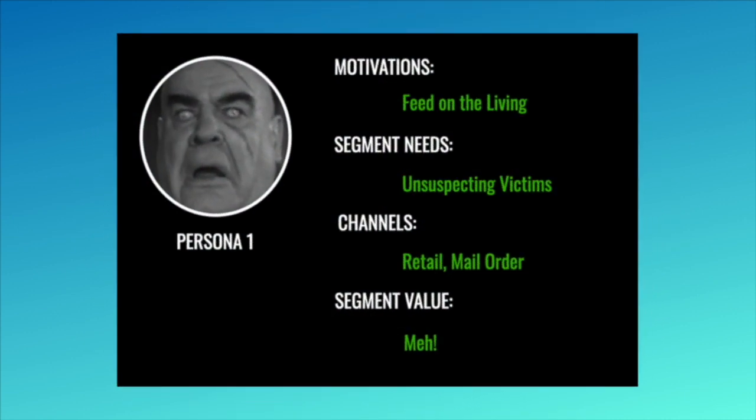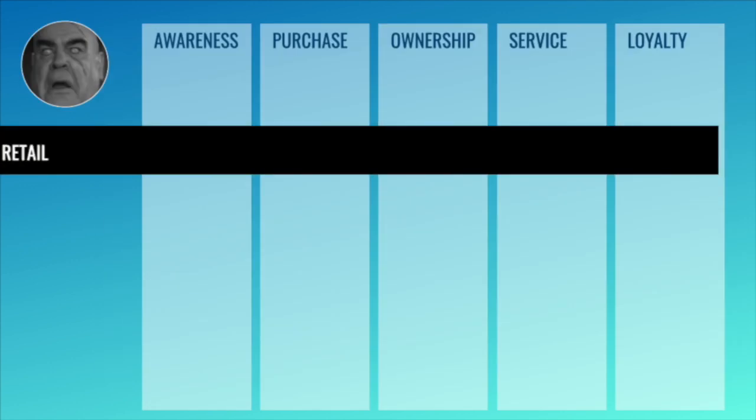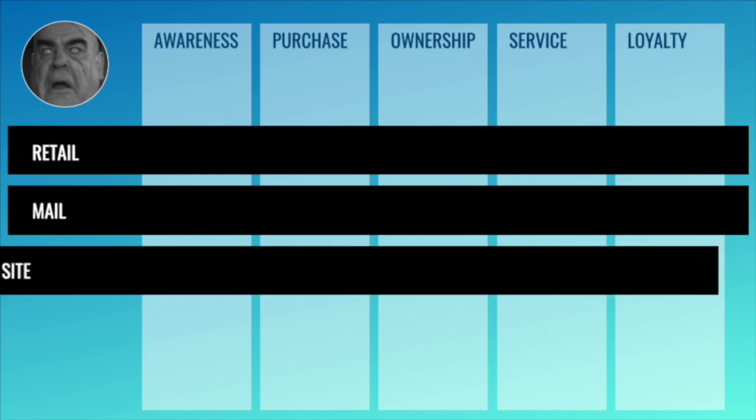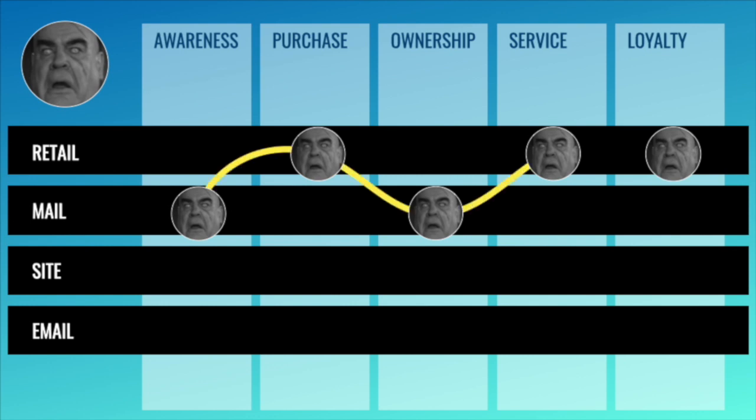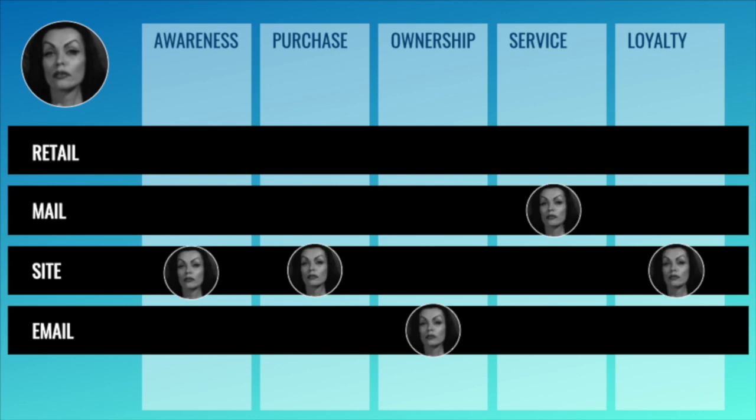Your garden variety journey map starts with a persona of your target prospect or customer. It tells you a little something about needs and motivations, how they like to interact with you, and the relative value of that segment to the business. The journey map charts that course and helps you plan the experience directly for that customer or prospect. Different customers have different needs and preferences. Take Vampira here. She's mostly the indoors type.